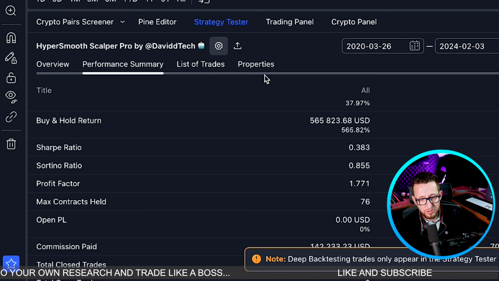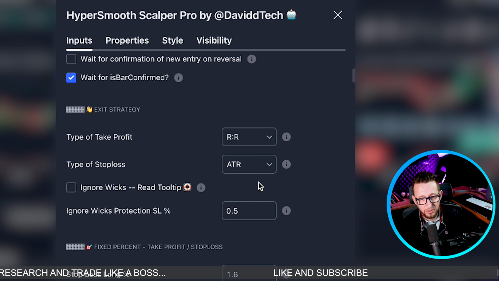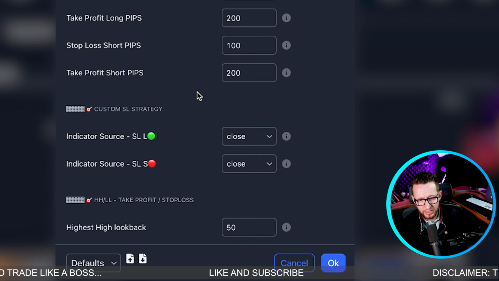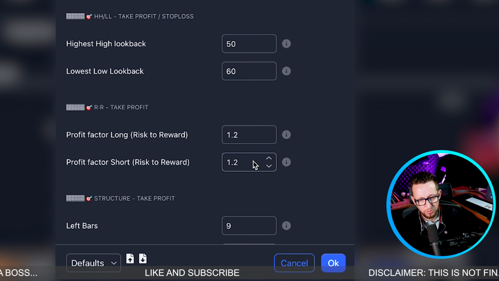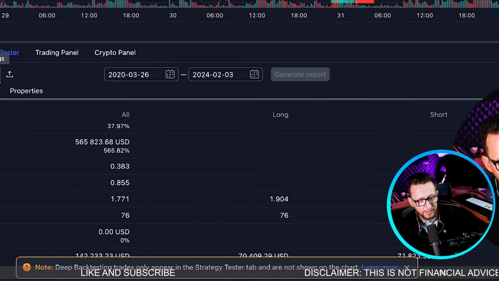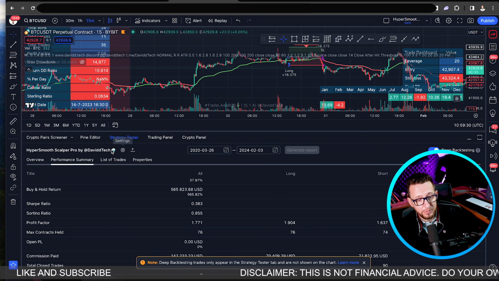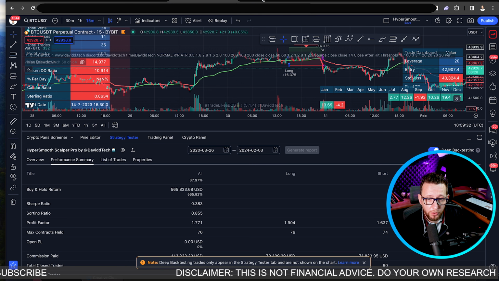The settings that I'm using are, as I said earlier, we're using a risk to reward, but I'm using currently on this one a lower risk to reward of 1.2. This does continue to be profitable all the way up to a risk to reward of 2.